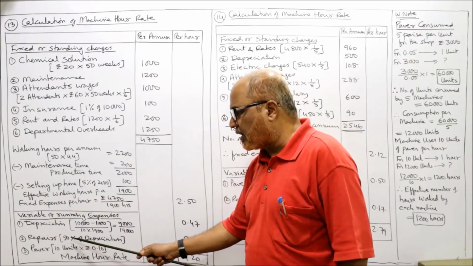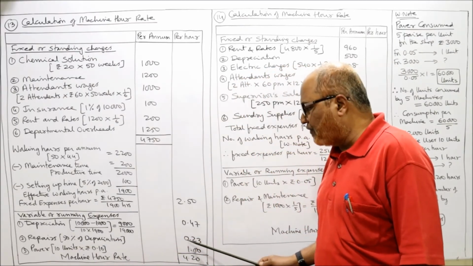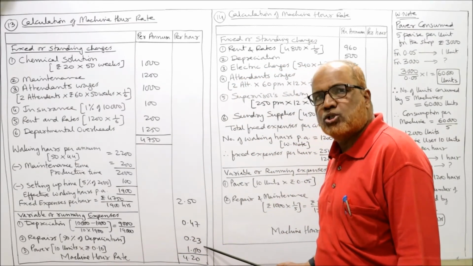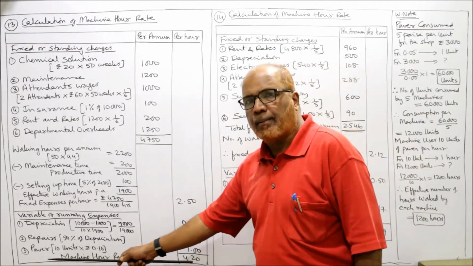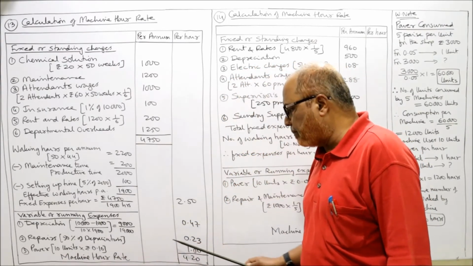And repairs are 50% of depreciation. So 50% of 0.47, you will get 0.23. Then power. Power is 10 units into 10 paisa, 1 rupee.